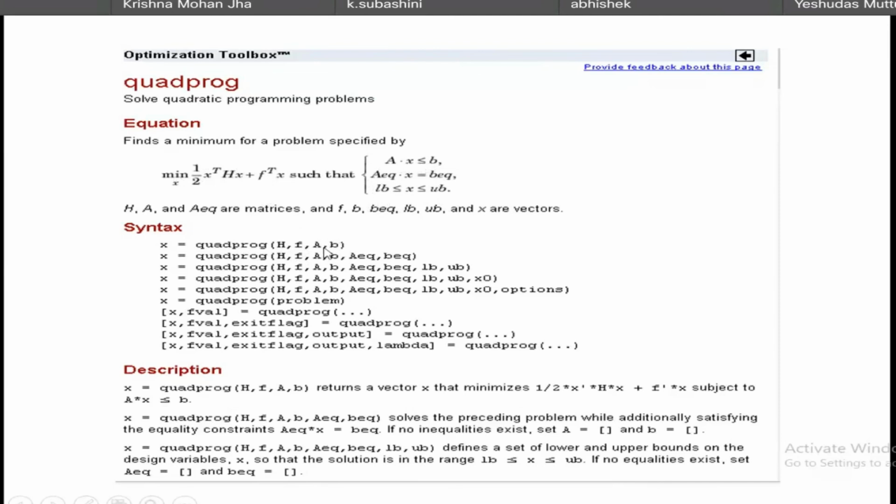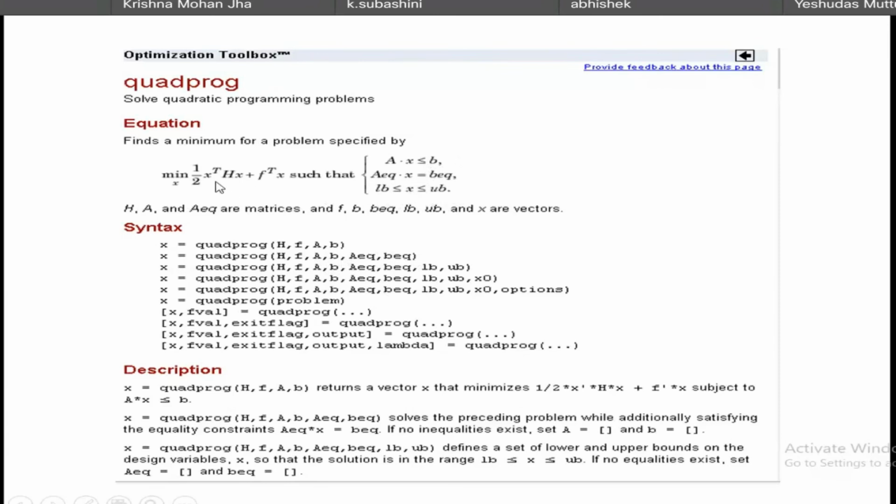Suppose we have only this particular constraint, then you write only A comma b. And suppose we have Aeq x equal to beq, that is also absent in our case. So you write Aeq, beq only if you have this kind of equality constraints. You have only this particular inequality in twin SVM, right? So these two are absent, and in that case we will pass them as blank matrices. We will discuss that later.